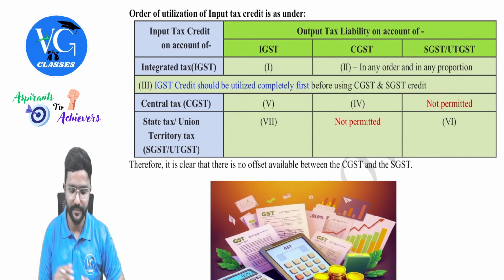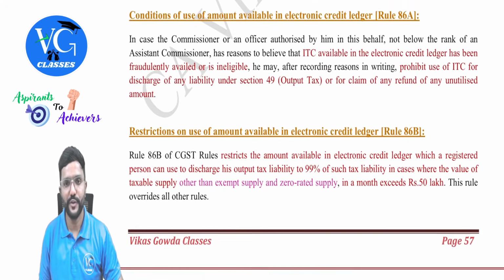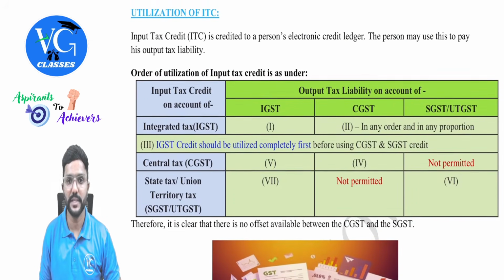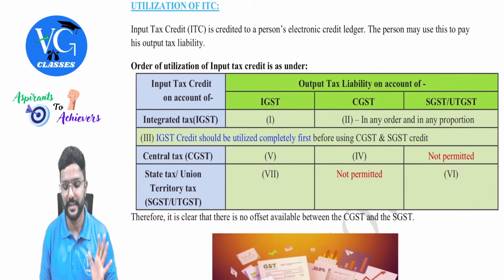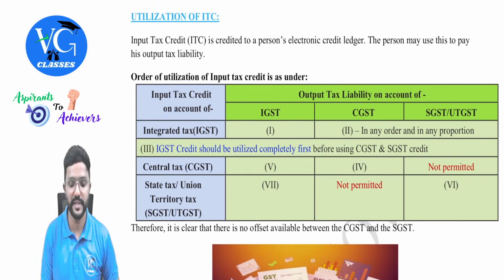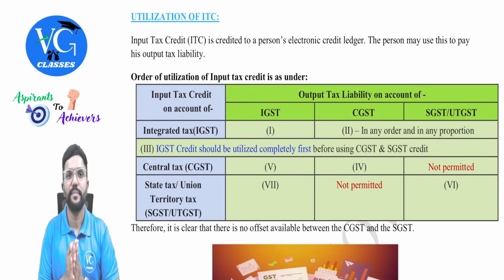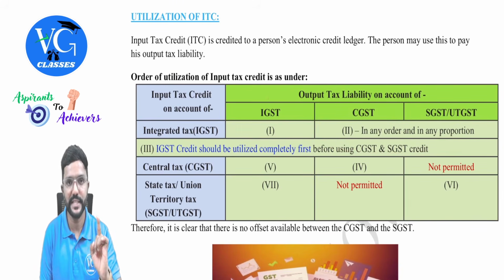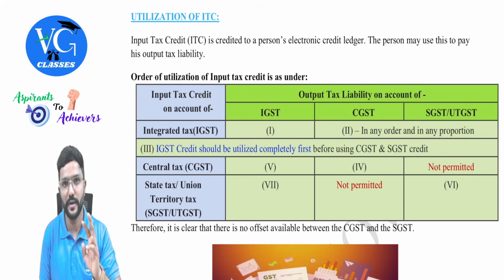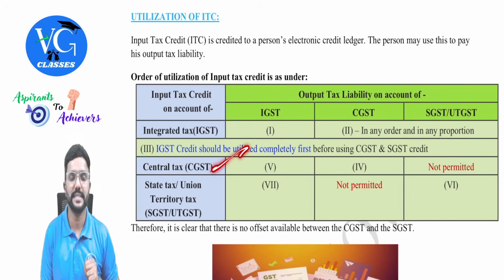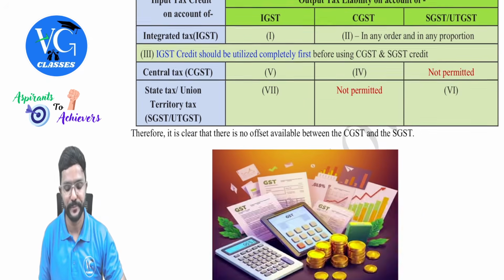Then we have a few rules to cover. This table, whatever I have given you, if you want, you can just pause and go through it once. Very important, guys, for utilization of credit, because normally students might go wrong here, especially in this step. Please be careful. First utilize IGST credit fully, first against IGST liability, then use the remainder against CGST or SGST in any order, in any proportion, guys. Only then can you touch CGST and SGST credit.